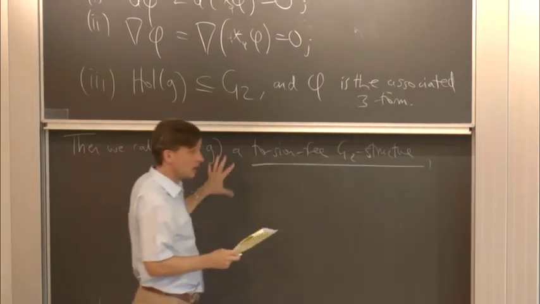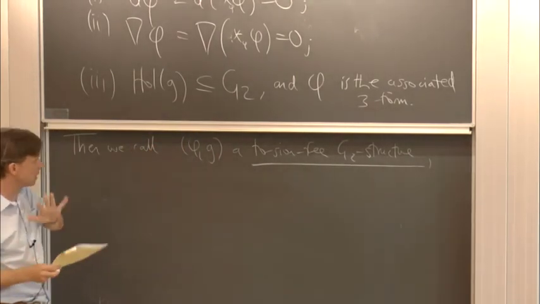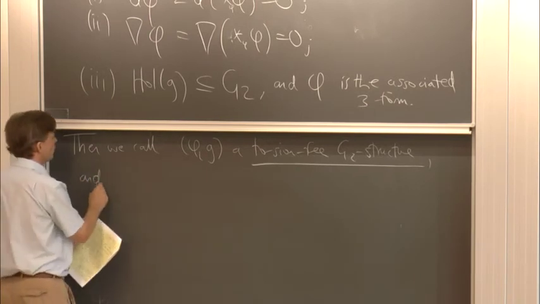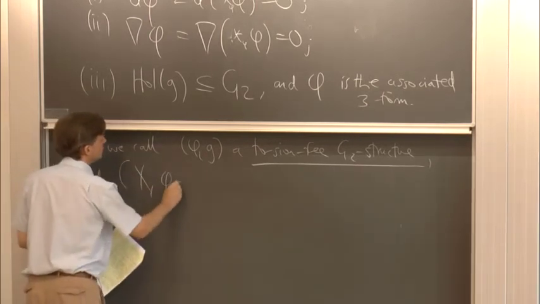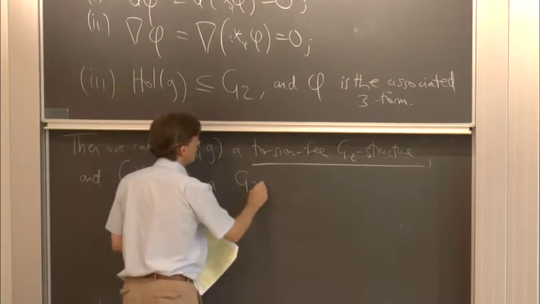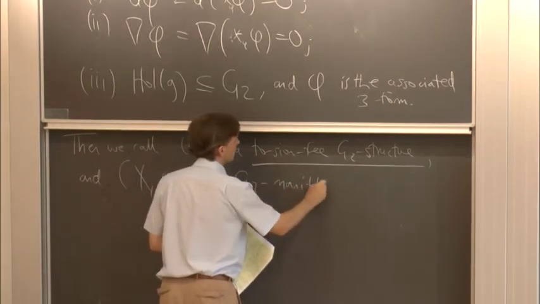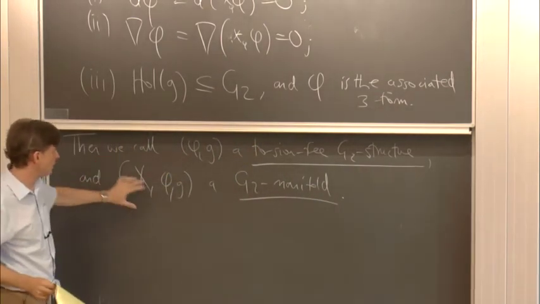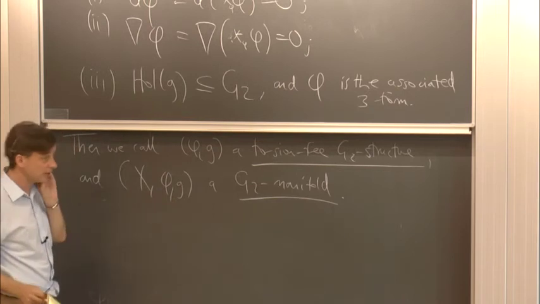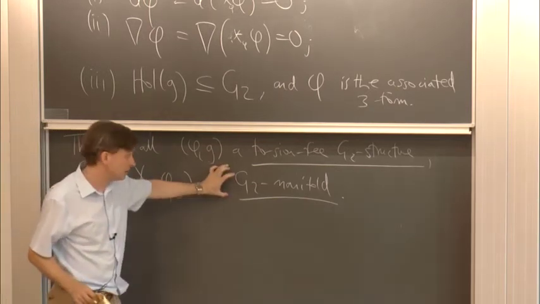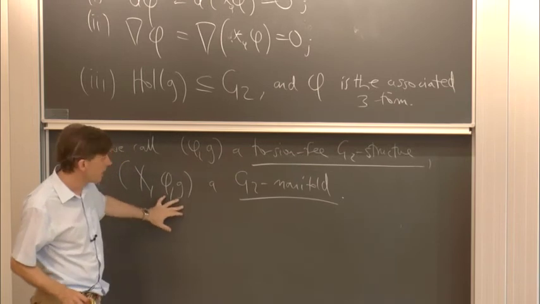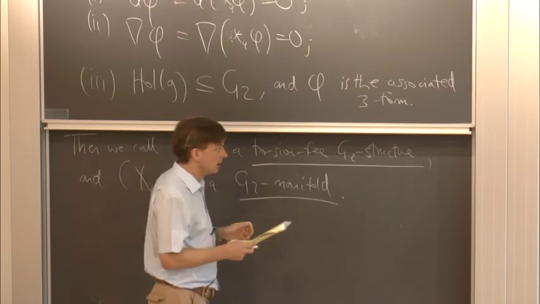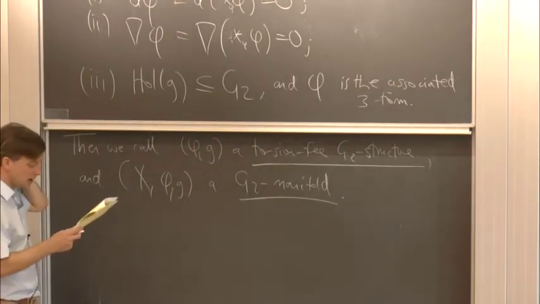So that's equivalent to the previous notion of torsion-free G2 structure in the language of G2 structures. And I'm also going to call the triple X, phi, and g a G2 manifold. So for me, a G2 manifold is a manifold with a torsion-free G2 structure. That's not a universal notation. Some people would use G2 manifold just to mean a manifold with a G2 structure, and then they talk about torsion-free G2 manifolds. But I find it irritating to keep saying torsion-free all the time.